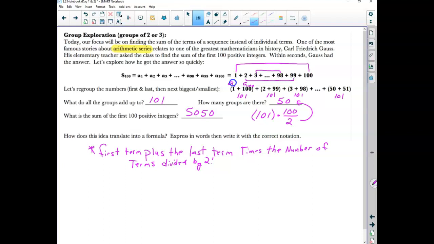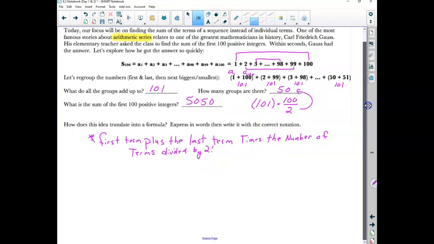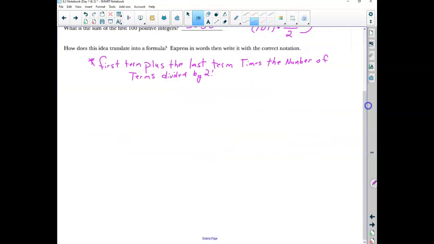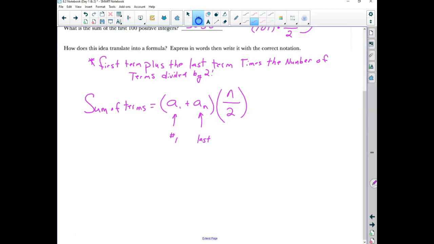If I translated this into an expression with correct notation, what he really did is he took the first term plus the last term, term number 1 plus the last term, and it's last because it's the nth term, and I don't know how many there are, times the number of terms, which we call n, divided by 2, and that equals the sum of terms for an arithmetic sequence. Wow, that's kind of nifty.